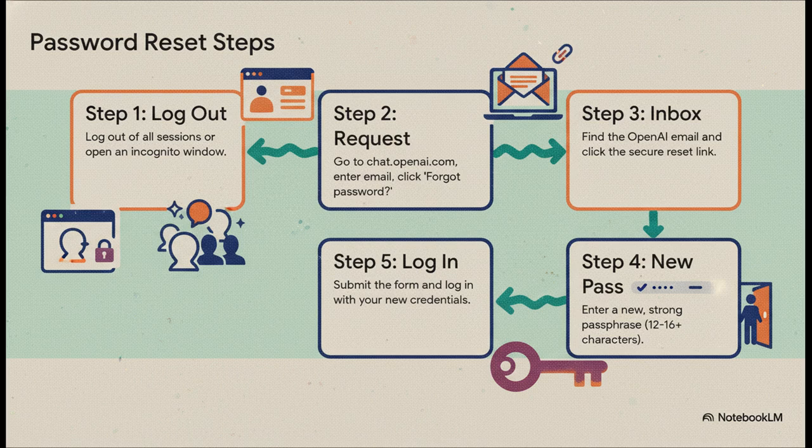Step 2, head over to the login page, pop in your email, and hit that forgot password link. Step 3, jump over to your inbox. You're looking for an email from OpenAI. Find it and click the secure link inside. Step 4, this is the fun part. You get to create your new strong password. And hey, don't worry, we're going to talk about what makes a password strong in just a minute. And finally, step 5, hit submit, and you're all set to log back in with your brand new credentials.